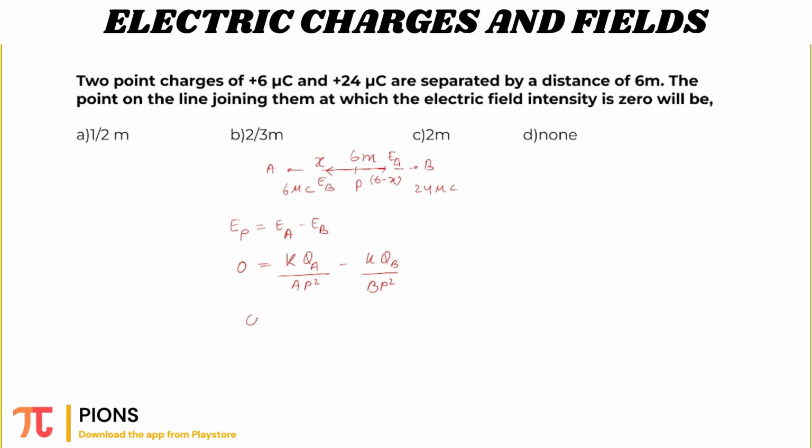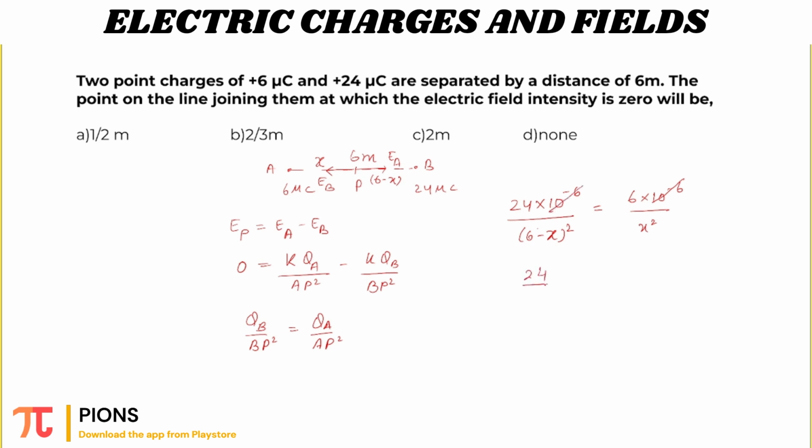So K will get cancelled and we are left with QB upon BP squared equals QA upon AP squared. Now QB is 24 microcoulomb, so 24 into 10 to the power minus 6, divided by BP, which is (6 minus x) whole squared, equals 6 into 10 to the power minus 6 divided by x squared. Let's cancel this with this and cross multiply.